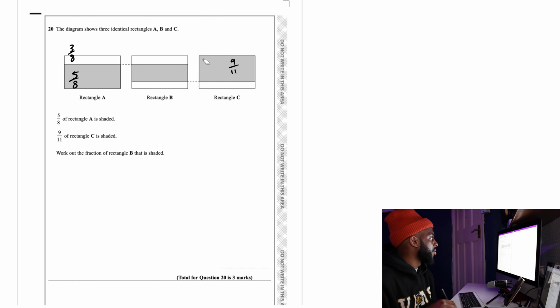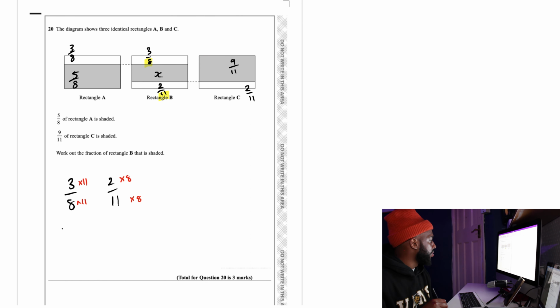Let me write that again. Work out the fraction of B that is shaded. So this is what we need to work out. We know the top of it's going to be 3/8, and we know the bottom is going to be 2/11. So I think the best thing to do here is to get these denominators to be the same. So we've got 3/8 and we have 2/11. So the best way to make them the same is to do times that side by 11 and times this side by 8.